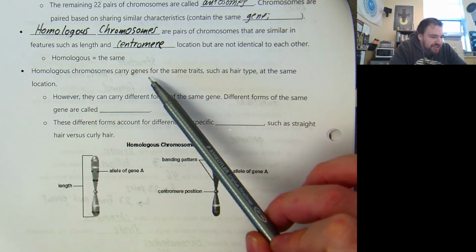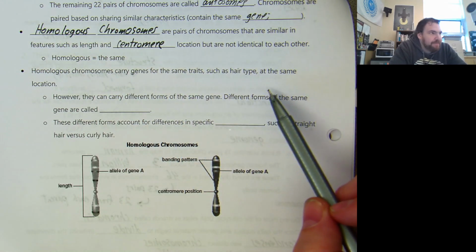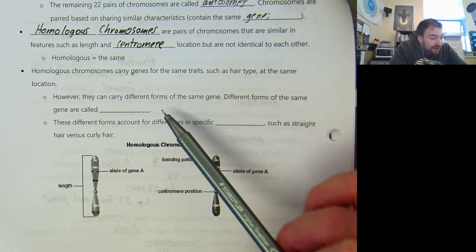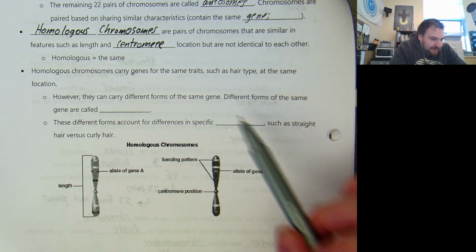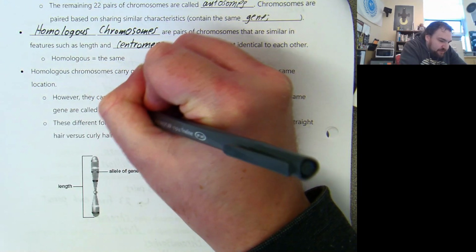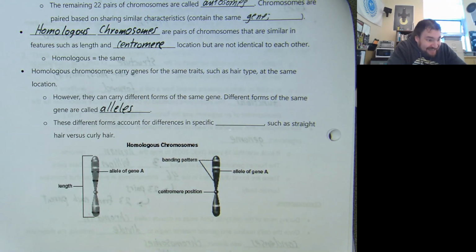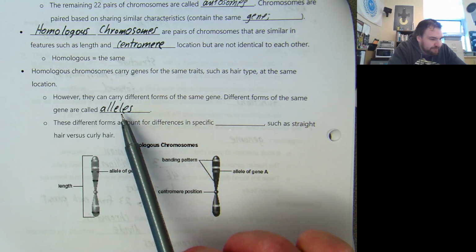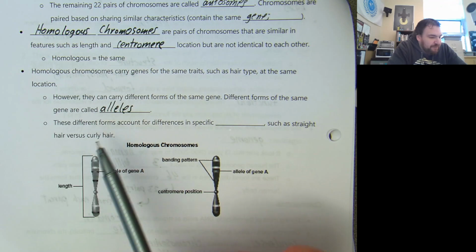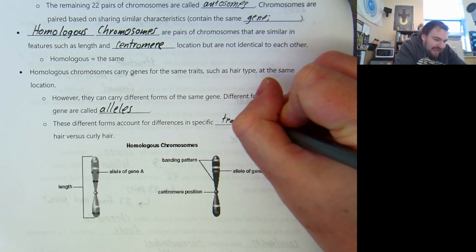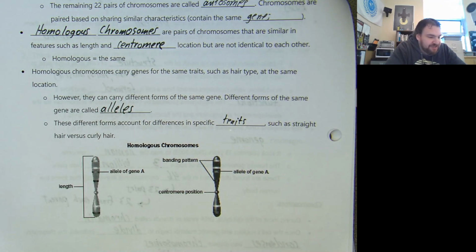Homologous chromosomes carry genes for the same traits, such as hair type, and at the same location. However, they can carry different forms of the same gene. Different forms of the same gene are called alleles. This is language that I'm going to test you on. You need to know what alleles are. These different forms account for differences in specific traits. A very oversimplified example is curly hair versus straight hair.